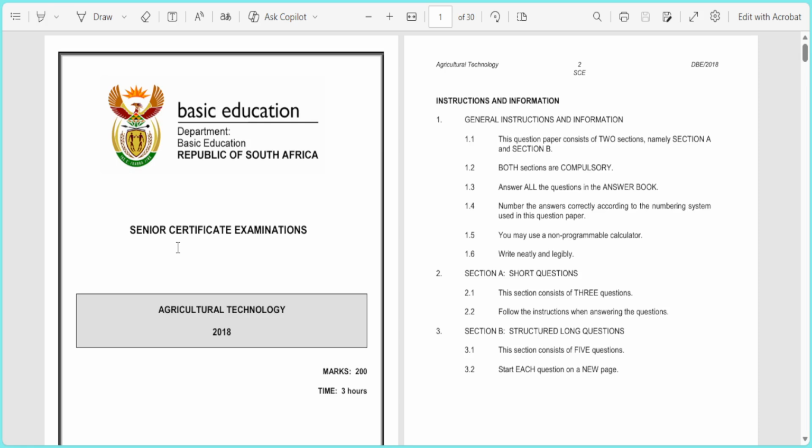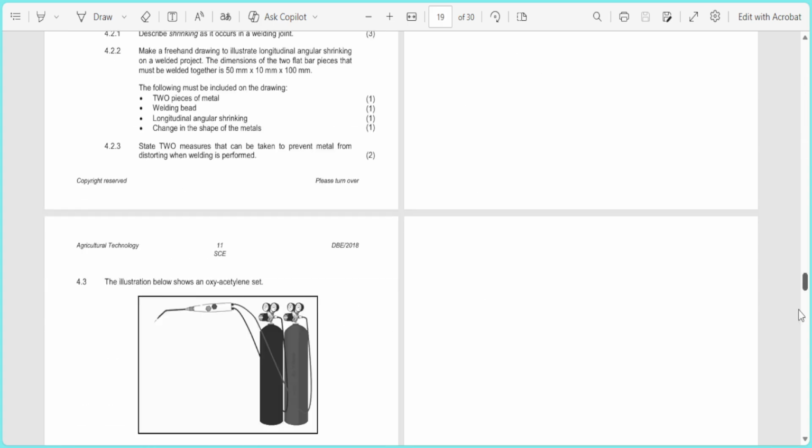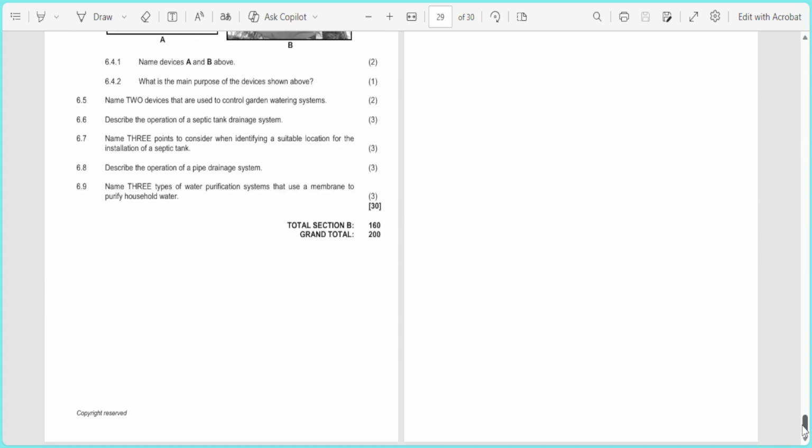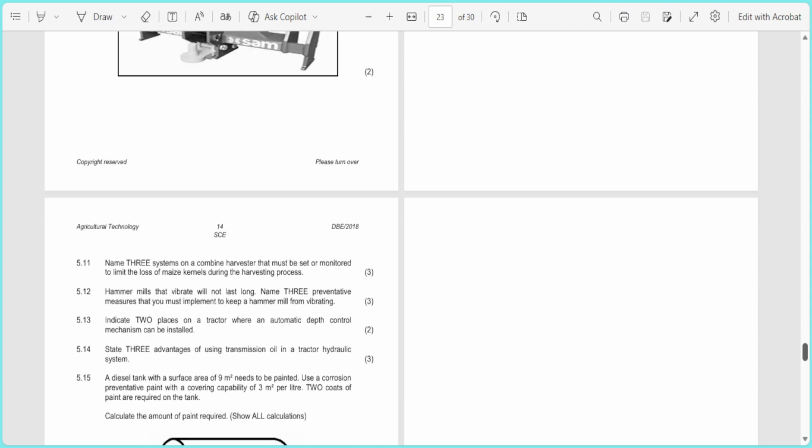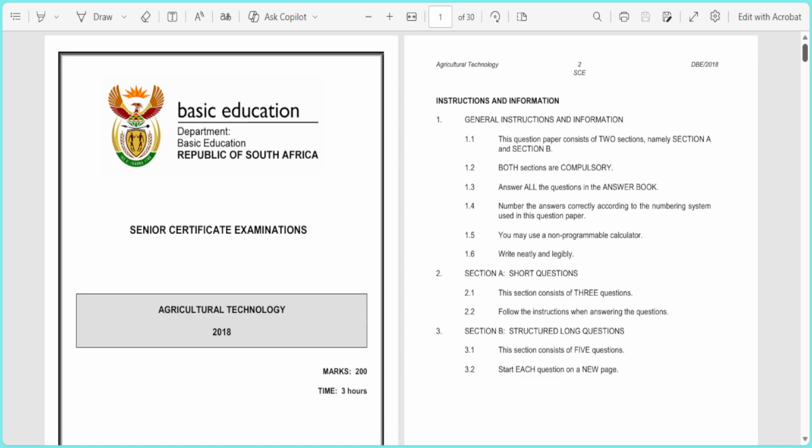So we're going to be looking at this agricultural technology question paper. We're going to walk through the entire question paper from question 1 all the way up to question 6. This is a paper that was written in 2018.